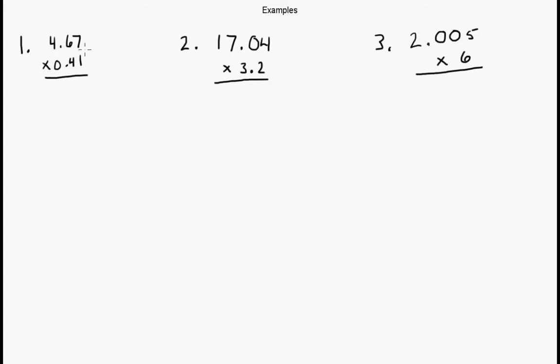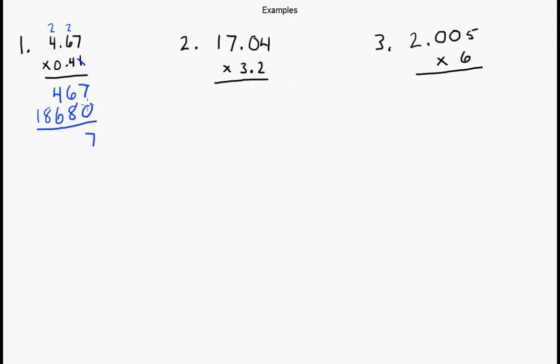So we have 4.67 times 0.41. So we're going to multiply these two numbers together. 1 times 7 is 7. 1 times 6 is 6. 1 times 4 is 4. Okay, nothing out of the ordinary yet. 4 times 7 is 28. Carry the 2. 4 times 6 is 24, plus the 2 is 26, and 4 times 4 is 16, plus that 2 is 18.